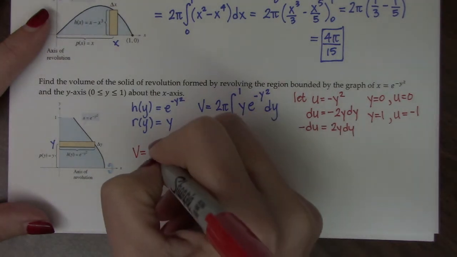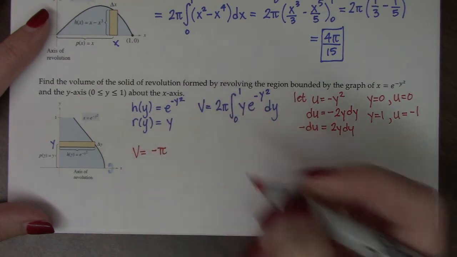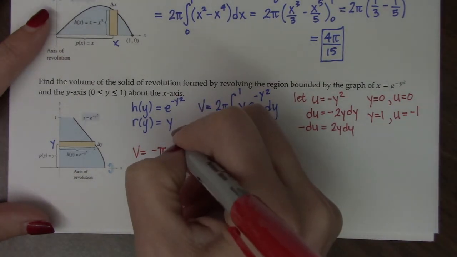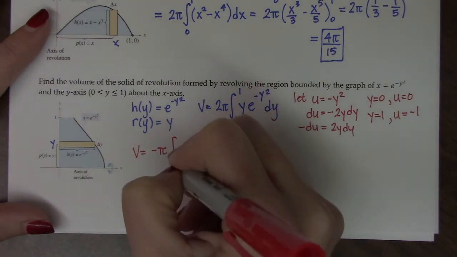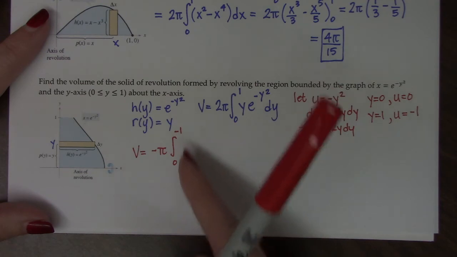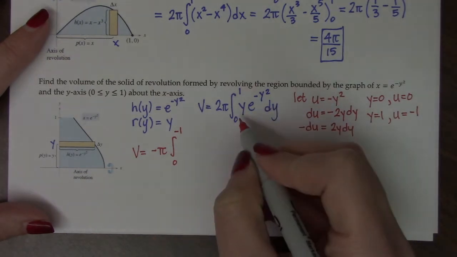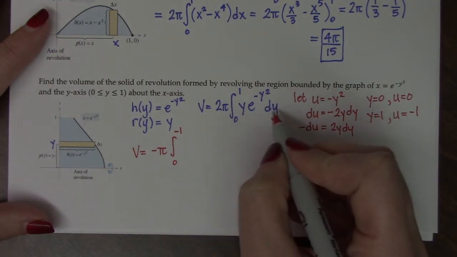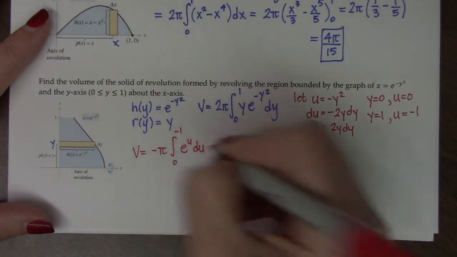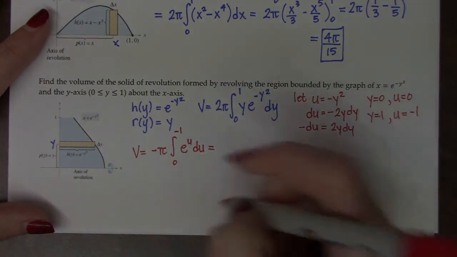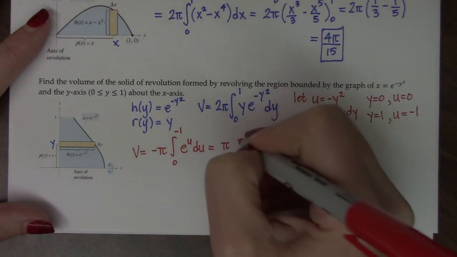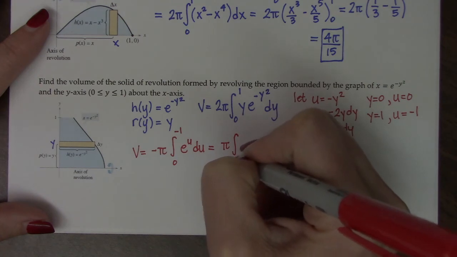2 is going to disappear, right? We're going to have a negative pi because I'm going to have to plug in a negative du. The bounds are now going to be 0 to -1, because just like we said before, you got to make sure you put them in the appropriate place. And the y got used with the dy for our du, and this just becomes the integral of e to the u du. Before I integrate, I want to switch these bounds around so they're in the right direction. So I can do that by multiplying by -1.